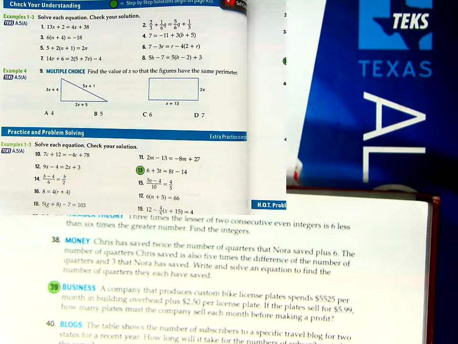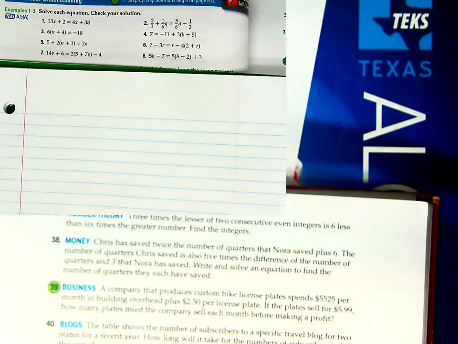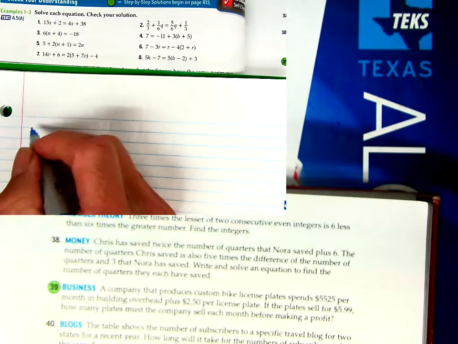Look at number 2. Man, that's beautiful. How come they all can't be like that? Okay, number 1. Oh, that's not too bad.